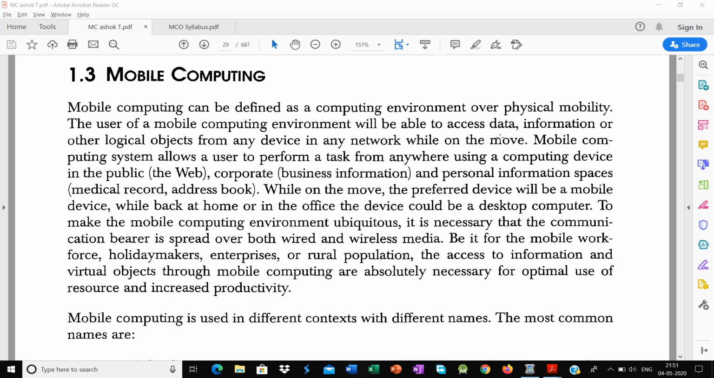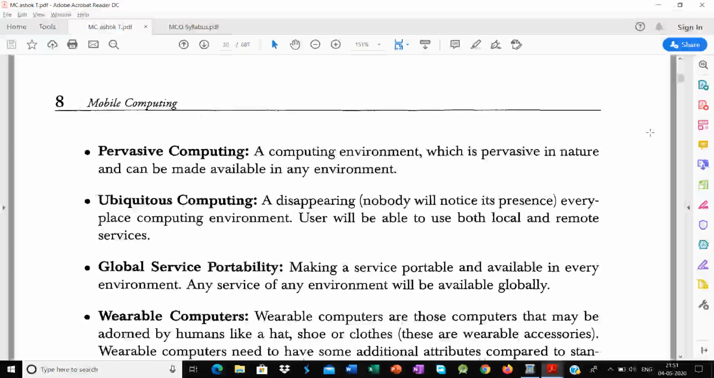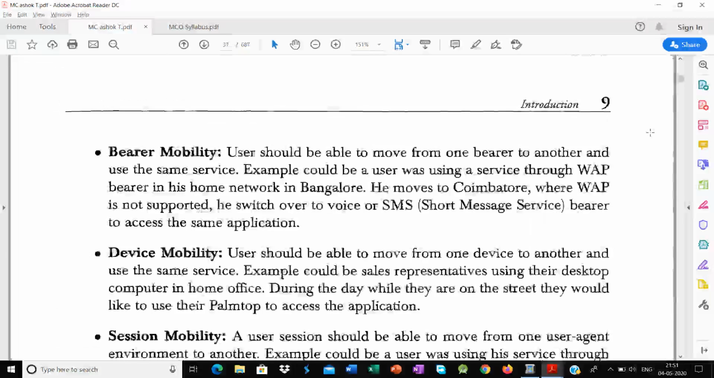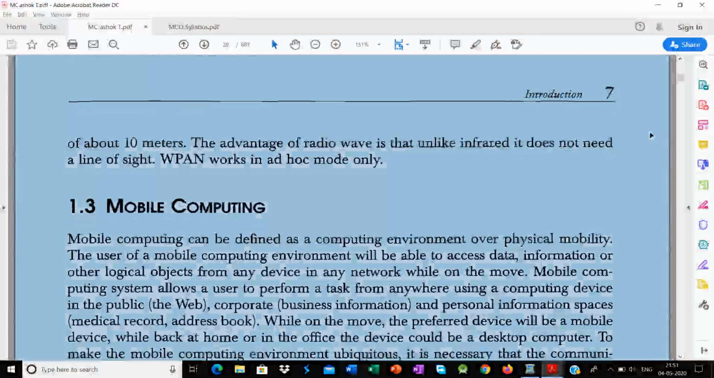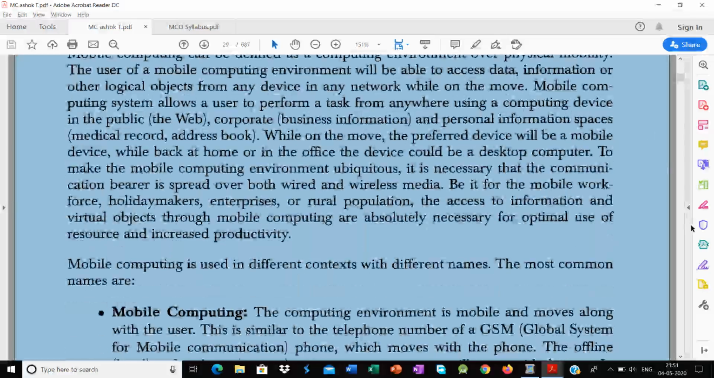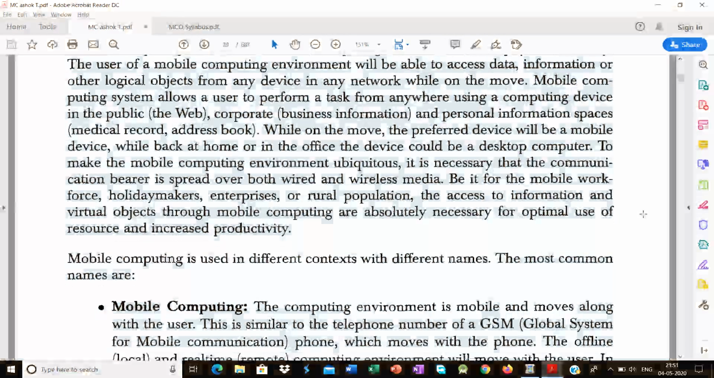Now, the mobile workforce, holiday makers, enterprises, and rural population use this kind of productivity. So this is the basic information of mobile computing. Now we go into the details of mobile computing, that is, the different names which are used for mobile computing.